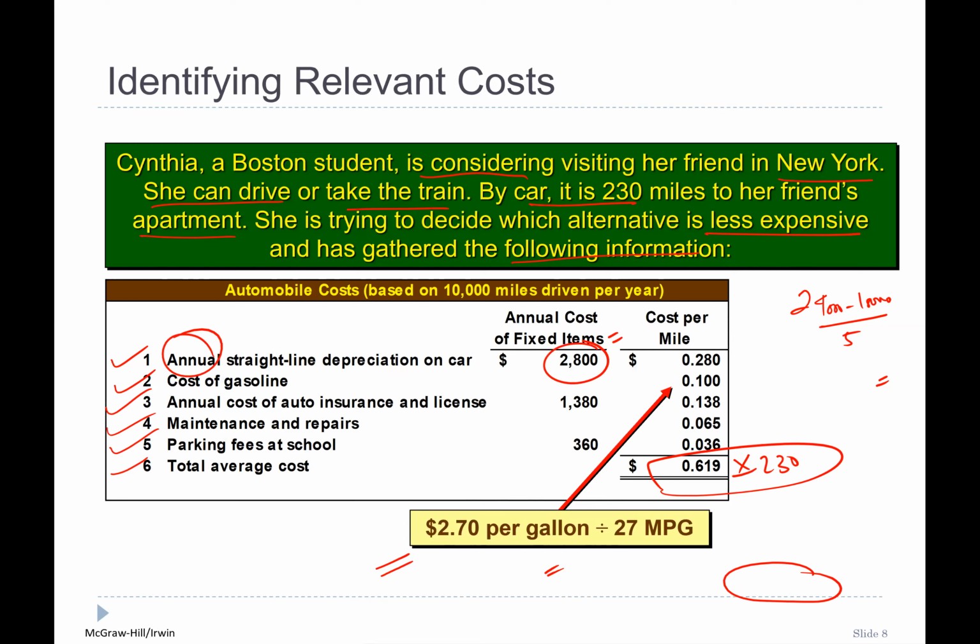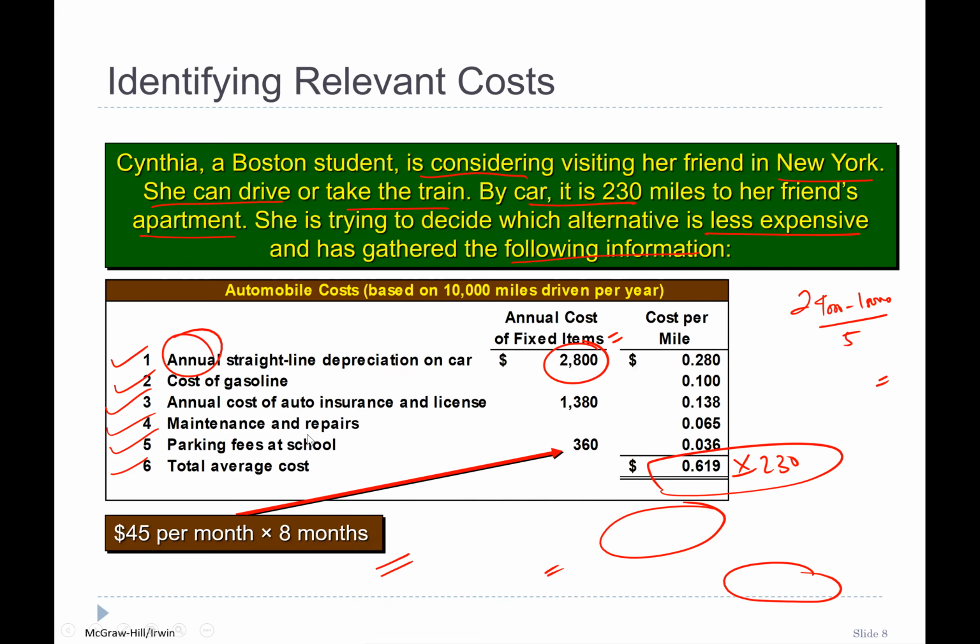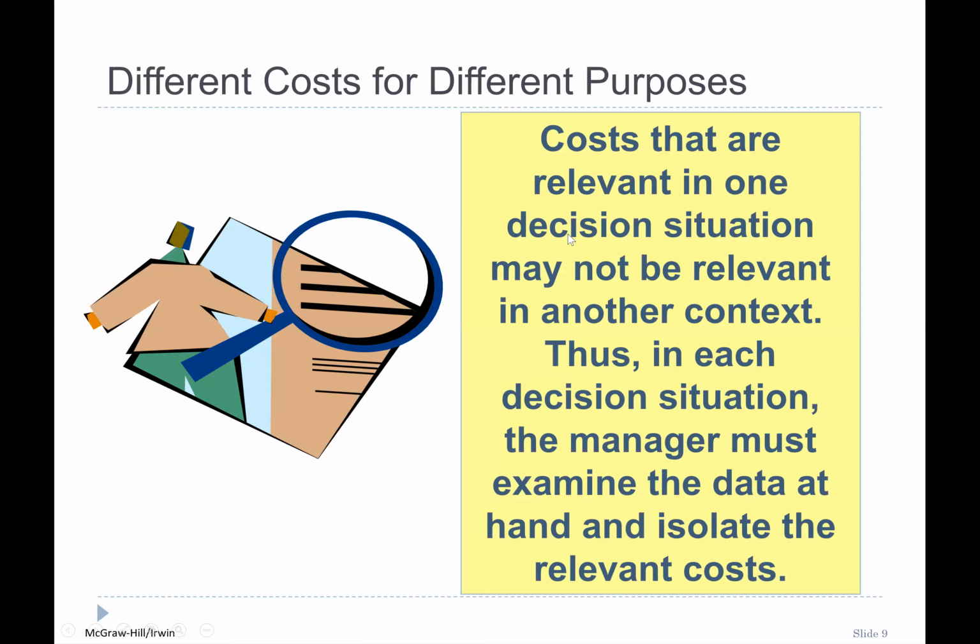And the gasoline cost is 2.7 per gallon and divided by 27 miles per gallon. So you can just find out the 0.1 is the cost per mile. Similarly, the parking fees at school. So she submitted the parking fees on annual basis, and now 8 months left. So 8 months parking fees is 360.